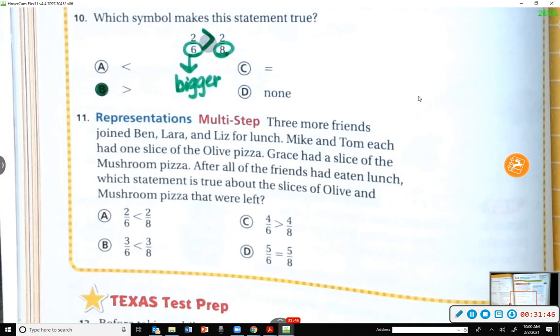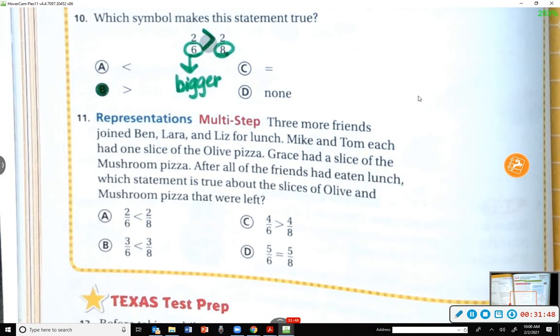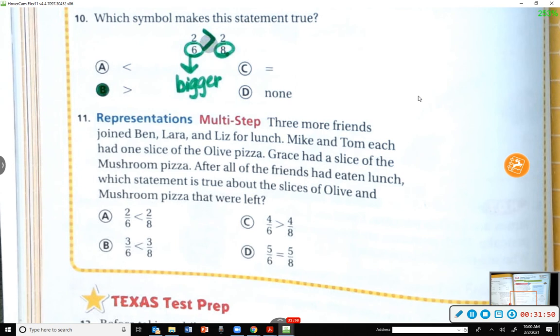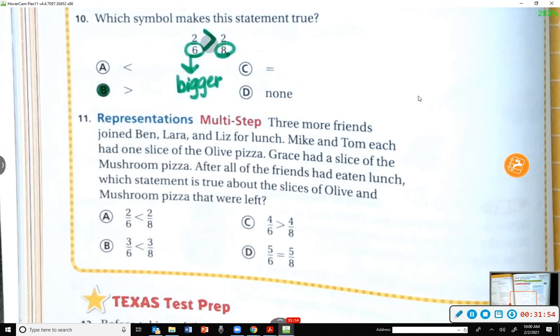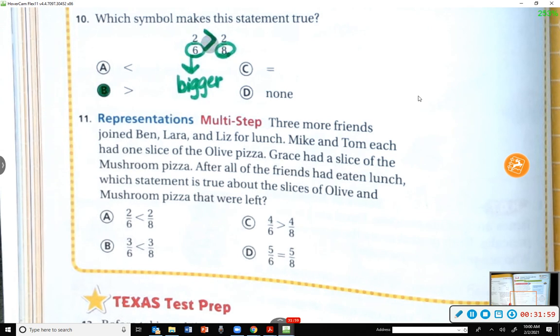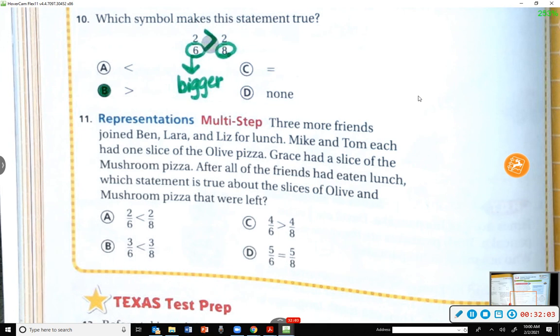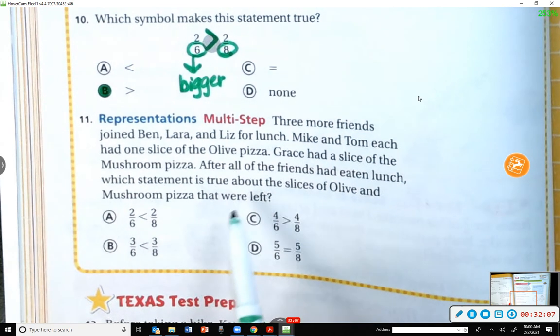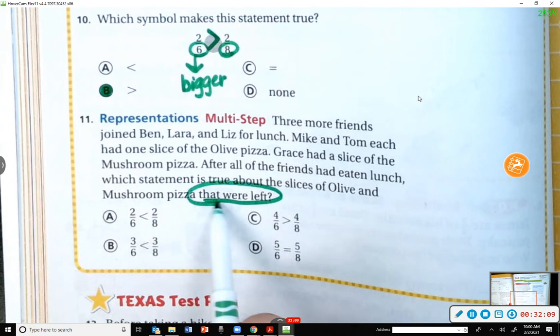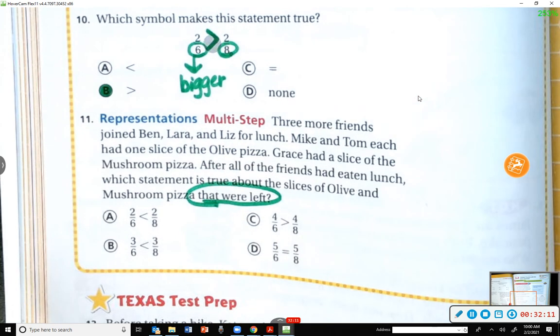3 more friends joined Ben, Laura, and Liz for lunch. Mike and Tom each had one slice of the olive pizza. Grace had a slice of the mushroom pizza. After all of the friends had eaten lunch, which statement is true about the slices of olive and mushroom pizza that were left? Okay, so that were left means we're comparing not how much they ate, but how much they did not eat, right?